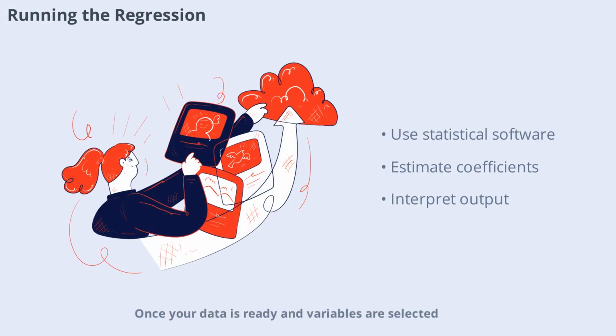Once your data is ready and variables are selected, you can run the multiple regression analysis using statistical software like R, Python, SPSS, or Excel. The software will estimate the coefficients for each predictor and provide output that includes measures of fit, significance tests, and diagnostic plots. Understanding how to interpret this output is key to drawing meaningful conclusions from your analysis.